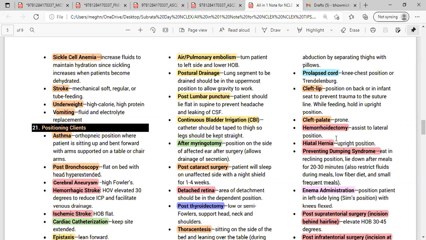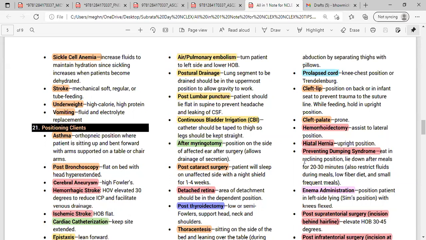In case of hemorrhoidectomy, assist to a lateral position. If anybody has a hemorrhoid that needs to be cut, this is called hemorrhoidectomy. Hiatal hernia, upright position, to prevent dumping syndrome. If anybody has had part of the stomach surgically removed, the patient has a chance to develop dumping syndrome. How can you prevent it? It is a question the NCLEX board frequently asks.